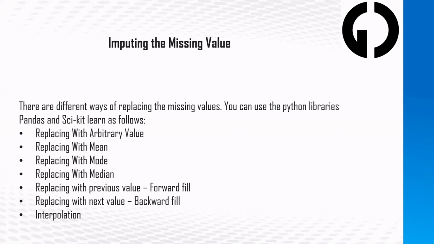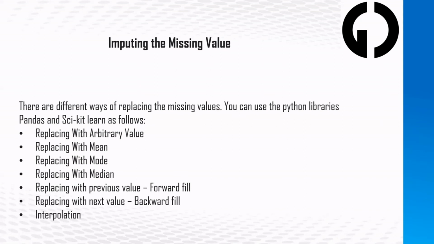Another example is replacing with mode. Mode is the most frequently occurring value. It is used in case of categorical features. You can use the fillna method for imputing the categorical columns, like gender, married, self-employed, or some class. Another method to treat missing values is replacing with median. Median is the middle value. It is better to use the median value for imputation in case of outliers. So as we talked, instead of replacing with mean, we can also use median.